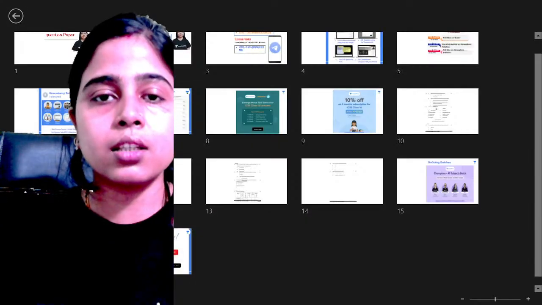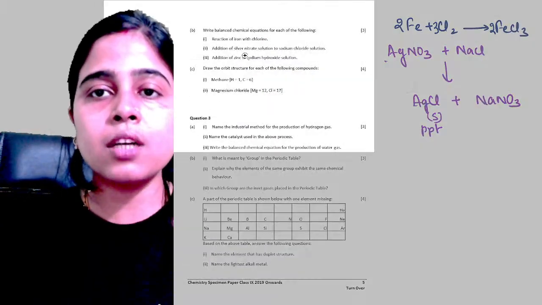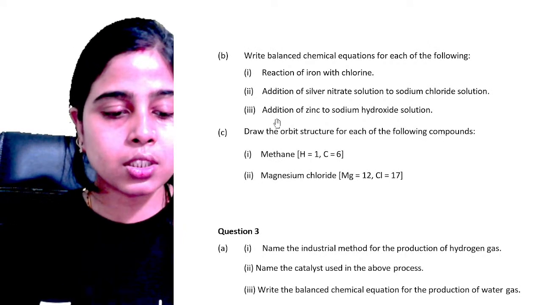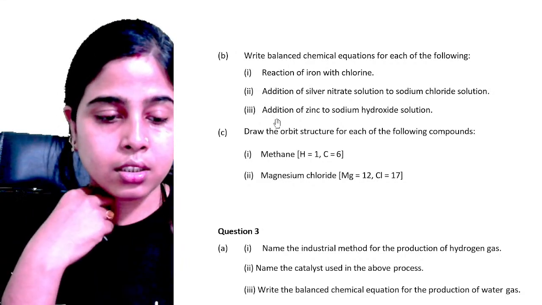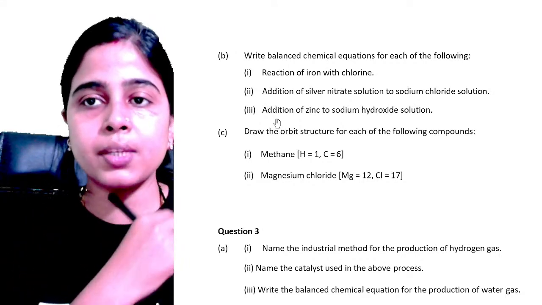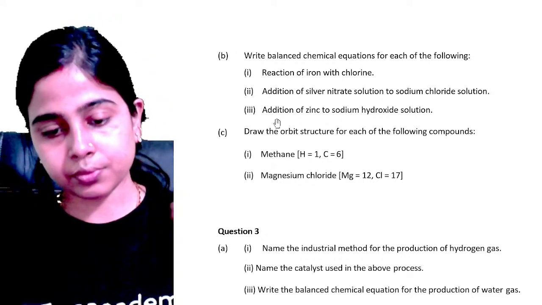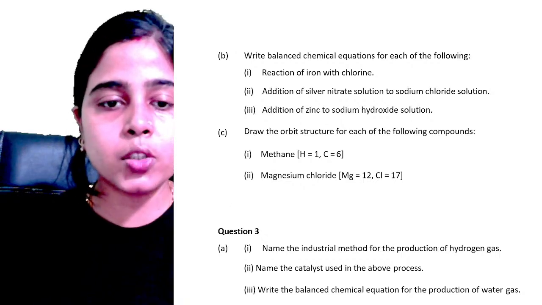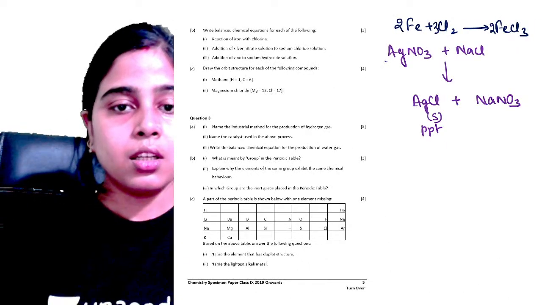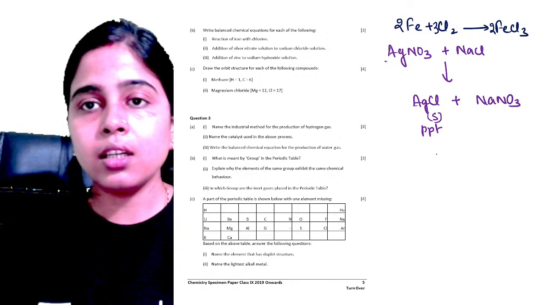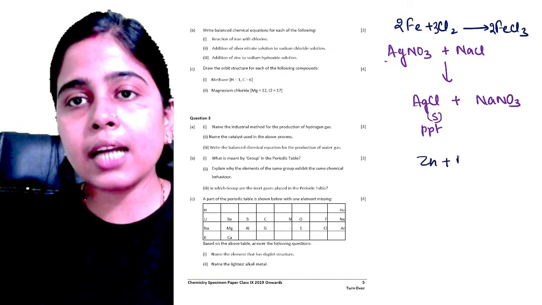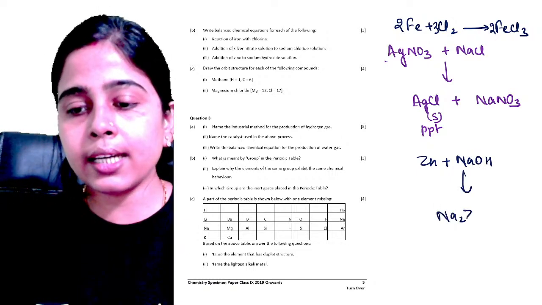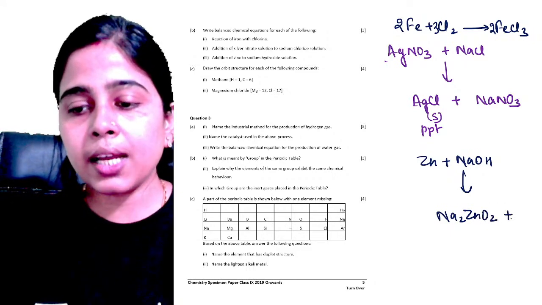Now addition of zinc to sodium hydroxide solution. You have to write a balanced chemical equation for the addition of zinc to sodium hydroxide solution. Please try to answer this question. So when zinc is added to sodium hydroxide solution, what is the compound formed over here? Your zinc, when it reacts with sodium hydroxide solution, forms sodium zincate, Na2ZnO2, plus H2.